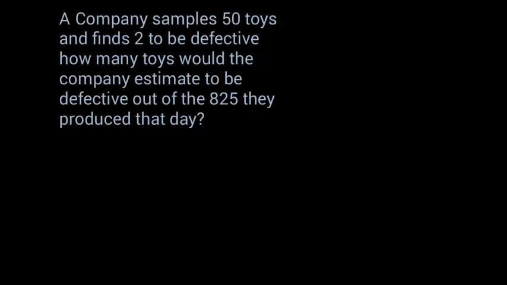Alright, a company samples 50 toys and finds 2 to be defective. How many toys would the company expect to be defective out of the 825 they produced that day? So first we set up our ratio here. We have 2 defective out of the 50 we sampled. And then we had a total of 825 we produced. So the total we sampled was 50, 825 is the total we produced. So totals are on the same level on the bottom.